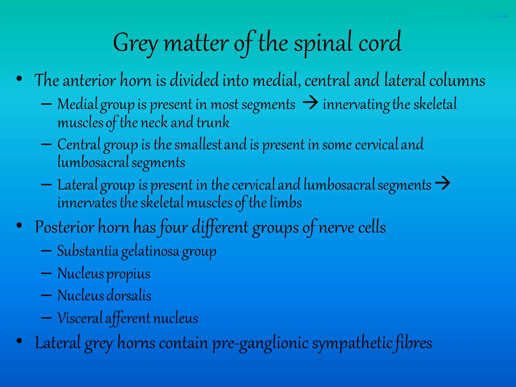The posterior horn has four different groups of nerve cells: the substantia gelatinosa group, nucleus proprius, nucleus dorsalis, and visceral afferent nucleus. The lateral gray horns contain preganglionic sympathetic fibers.